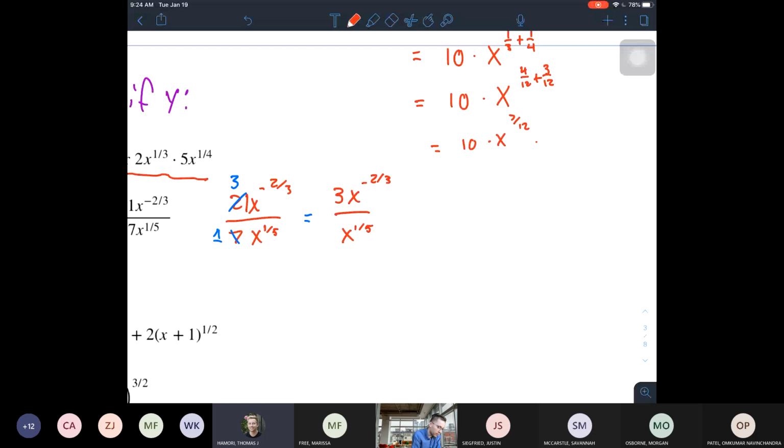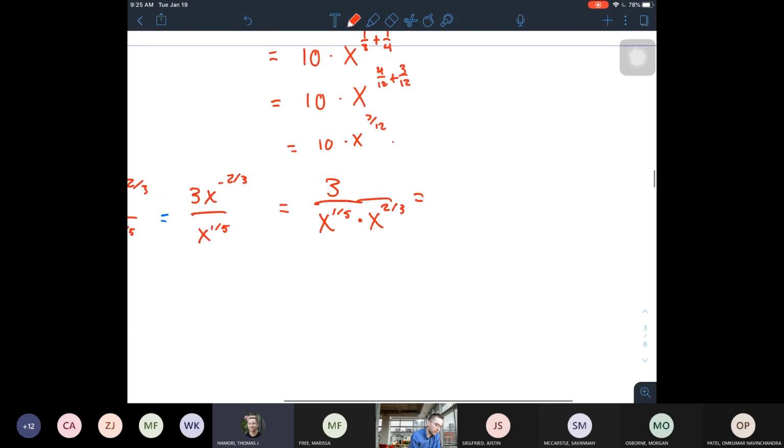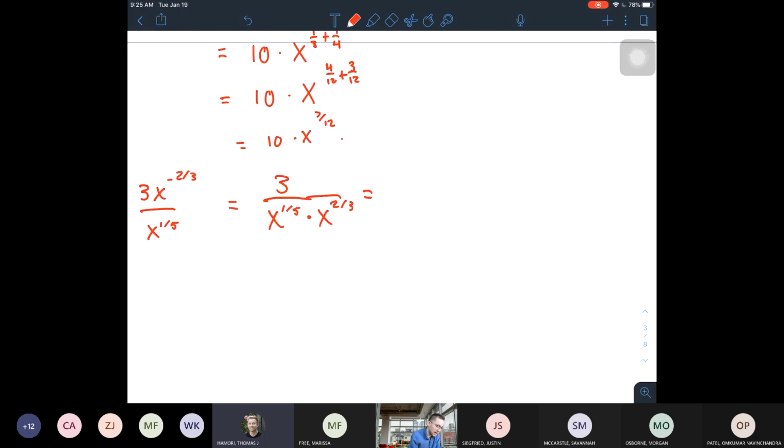And I've got a negative power in the numerator. That means I should move it to the denominator. Negative power means move to the denominator. So we'll keep 3 up top. We need to remember that the power here only goes with x. This negative 2/3 power only applies to x, so we have to leave the 3 up top. And on the denominator, we'll have x to the power 1/5, and we'll multiply that times x to the power 2/3. And again, we have two different powers of x being multiplied together. We should add those powers.